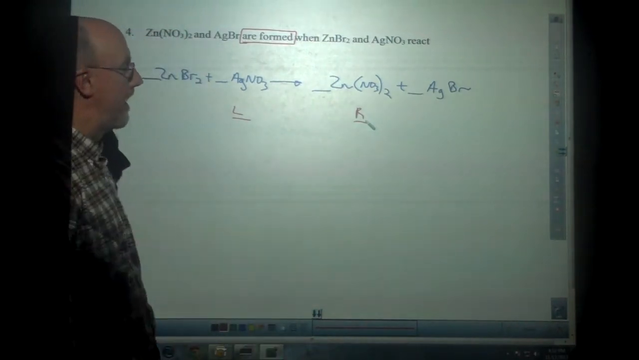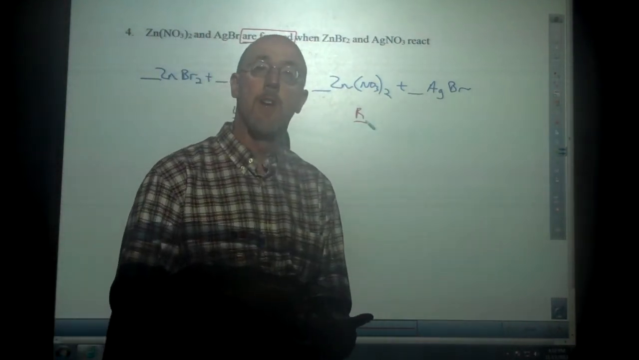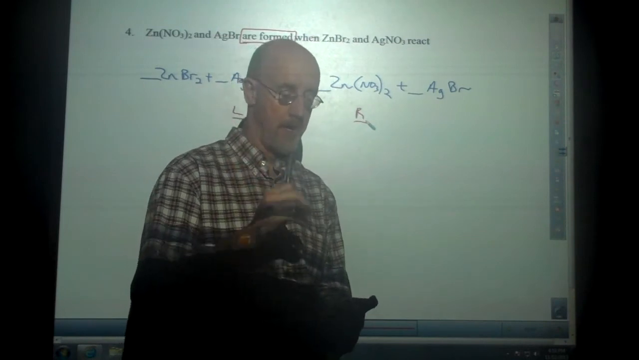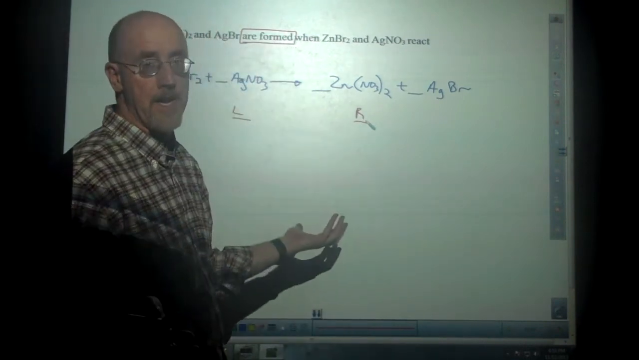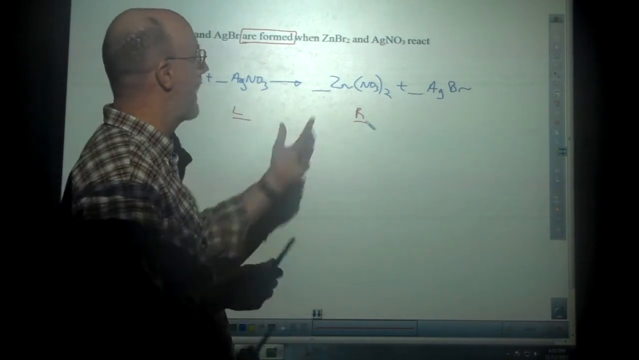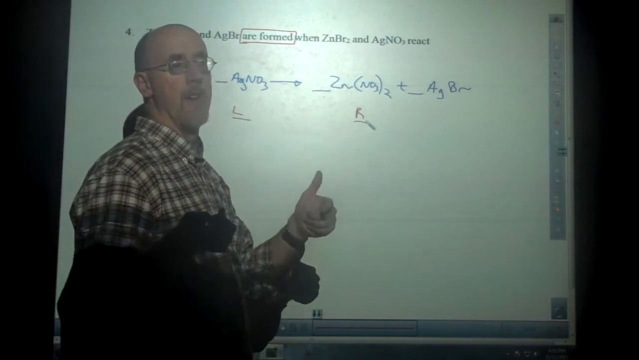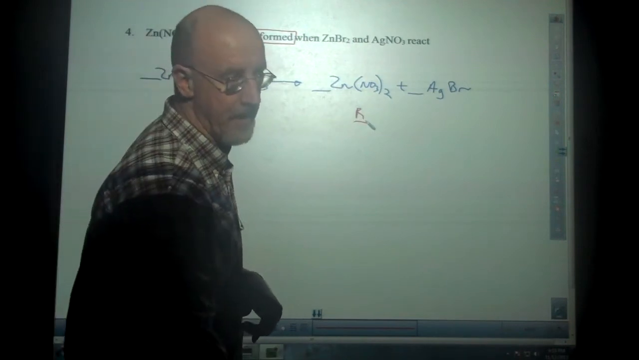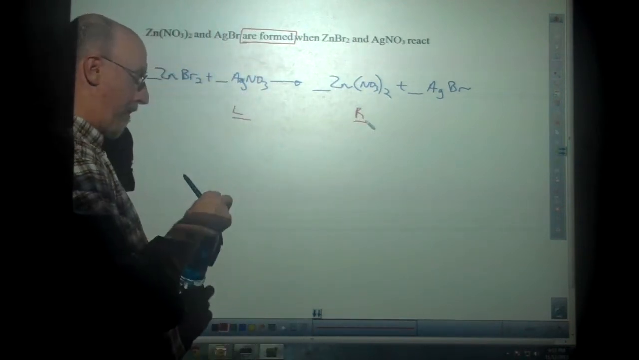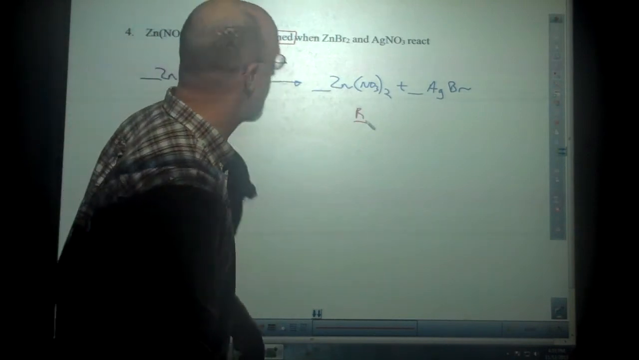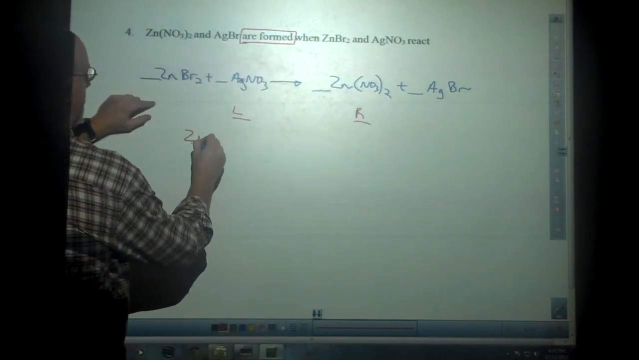So go ahead and pause the video, do your atom inventory, do your count, and then go ahead and balance this one. There's no hints for this one, there's nothing by itself, so just work your way through. So go ahead and try that one on your own, see how that goes, and then you can start the video again and see how you did. Okay, so set up your inventory.